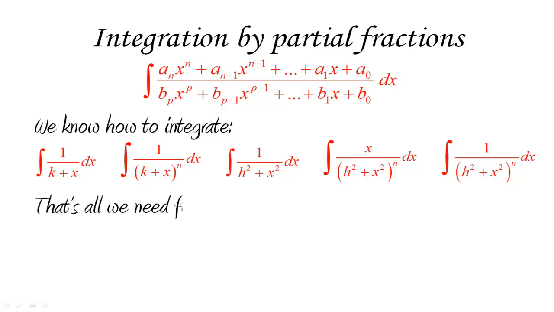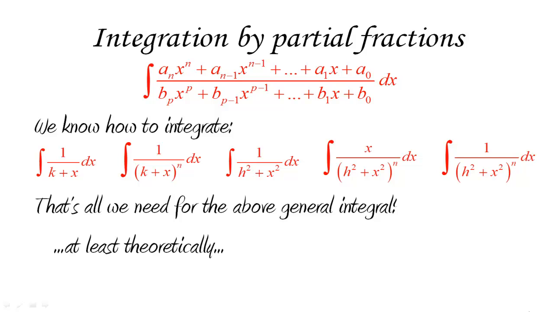Now, it turns out that this is all we need in order to integrate any rational function. So basically, the method of integration by partial fractions will allow us to break down, that's why it's called partial fractions, break down a rational function into a sum of terms, each of which pretty much looks like one of the 5 you have in front of you right now. And therefore, if we can integrate those 5, we can integrate the general rational function. Now, at least theoretically.